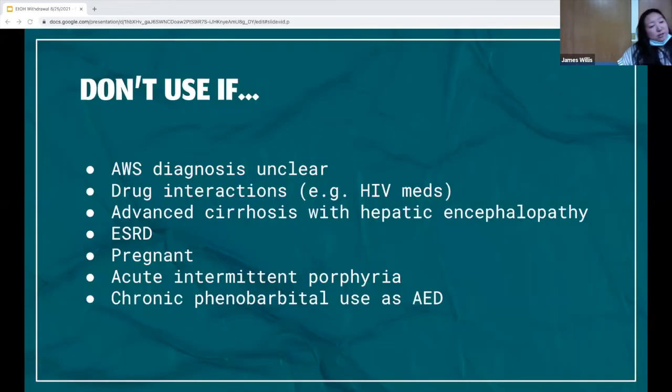The patients that unfortunately we might not be able to use Phenobarb for are the patients where you're not completely clear about the withdrawal diagnosis, because it is so long acting. If you're not sure that it is absolutely withdrawal, then Phenobarb probably isn't going to be your drug of choice. There are some significant drug interactions, including with HIV medications, so you might want to consider a different therapy if they are on those. You can't unfortunately use it in advanced cirrhosis or ESRD or in pregnant patients or acute intermittent porphyria.